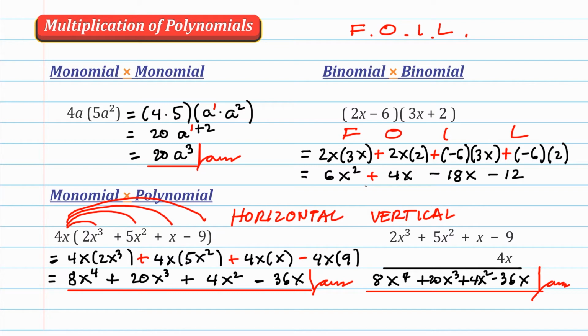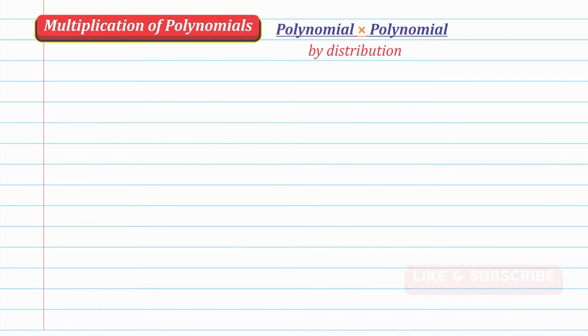Now, usually, outer and inner can be combined. As you can see, we have 4x and negative 18x. They are like terms. So combining, we have 6x squared. 4x minus 18x is negative 14x. And then minus 12. As you can see, all our answers here are already in descending order of degree, so we have arranged them correctly. So that's how you multiply a monomial times a monomial, a monomial times polynomial, and a binomial times a binomial.